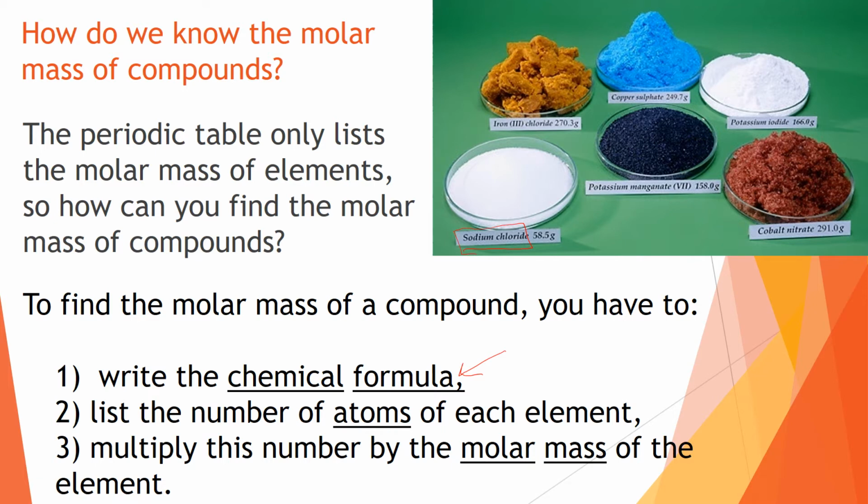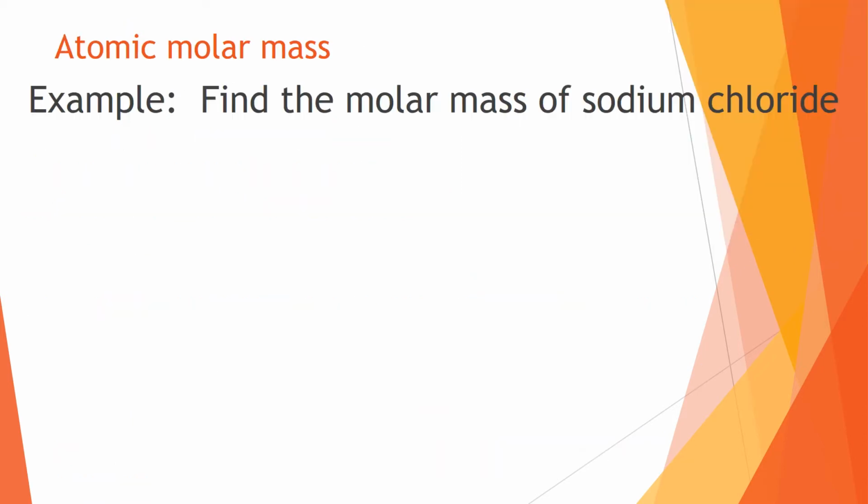You would first have to be able to write out sodium chloride, right? And then from here, you can list the numbers of atoms of each element. So I have 1 atom of sodium in that molecule. I have 1 atom of chlorine in that molecule. And then what I would do is go on the periodic table and find the molar mass of each of these elements in the compound and add them together. That way I can find the molar masses of compounds. So let's do that. Let's find the mass of sodium chloride.